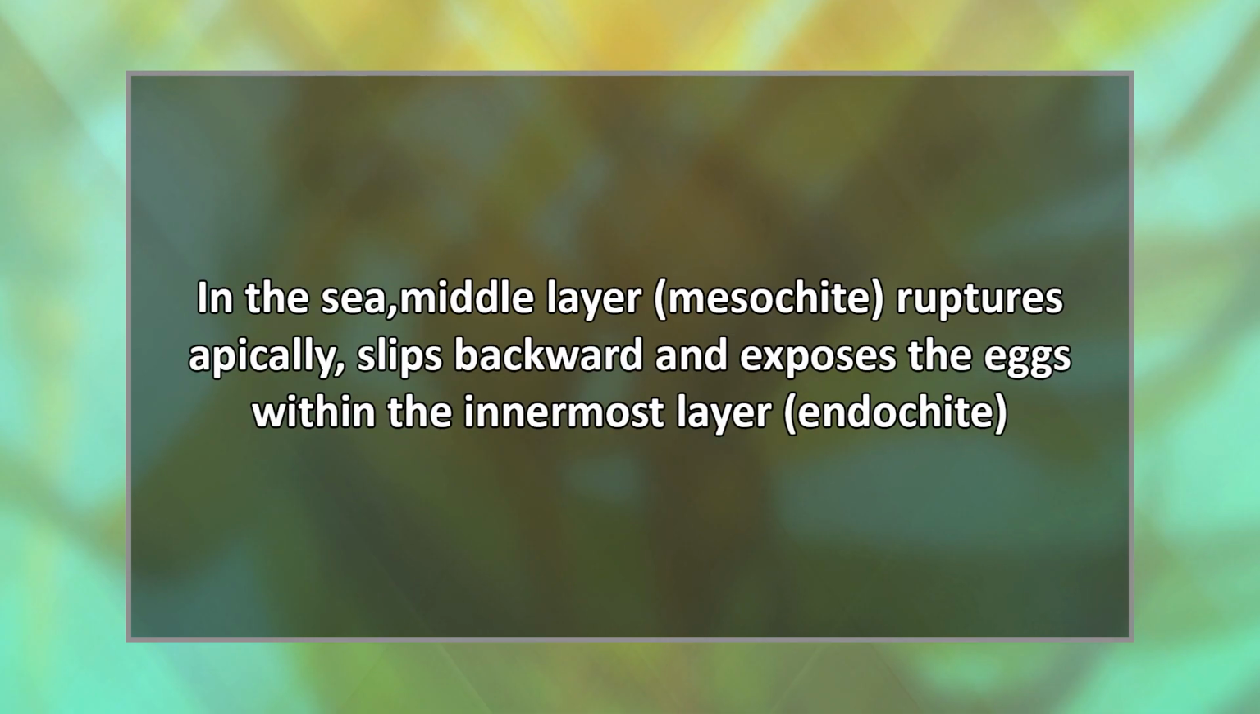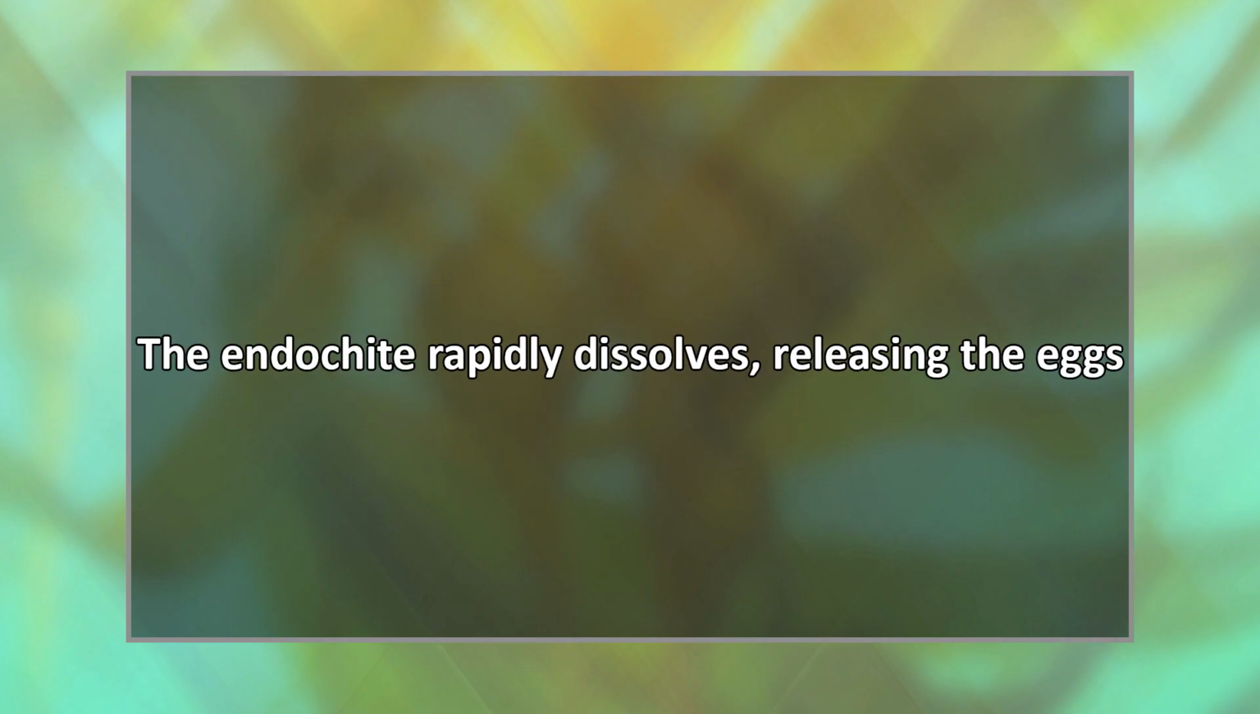In the sea, the middle layer, that is mesocyte, ruptures apically, slips backward and exposes the eggs within the innermost layer, that is endocyte. The endocyte rapidly dissolves, releasing the eggs.